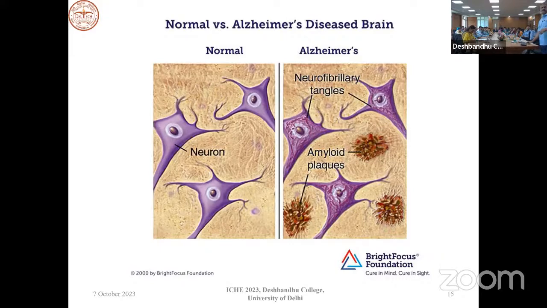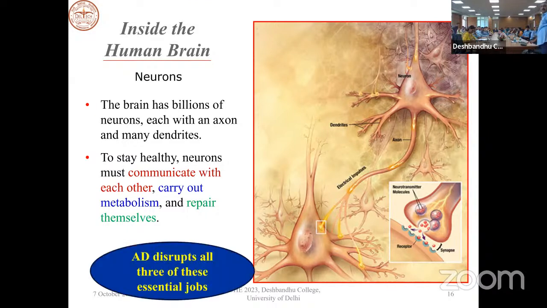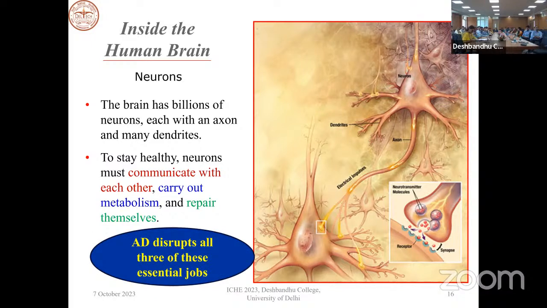Now, why does this take place? Neurons work on three aspects: they communicate with each other, they carry out metabolism, and they repair themselves. Alzheimer's disease disturbs all three. So neurons cannot communicate with each other properly. One neuron is releasing the neurotransmitter, and the second neuron has the receptor catching the neurotransmitters, so this amount gets reduced. In the gap between the neurons, you have enzymes which hydrolyze those neurotransmitters, and those hydrolyzed products go back for the repair process, for the preparation of the neurotransmitters. I will come to that slide.